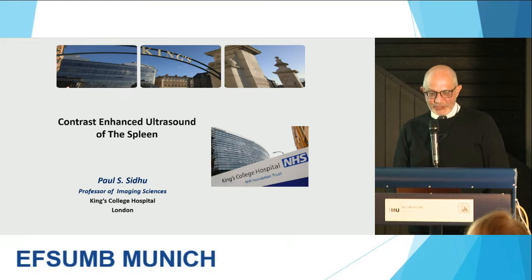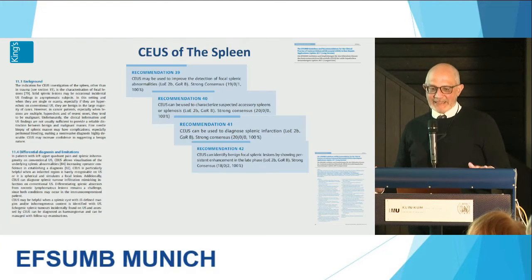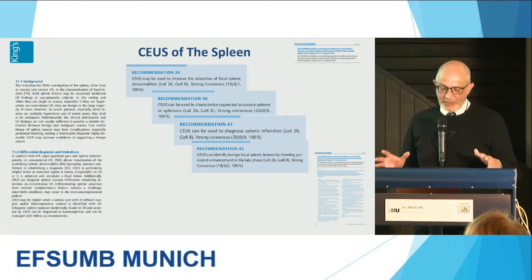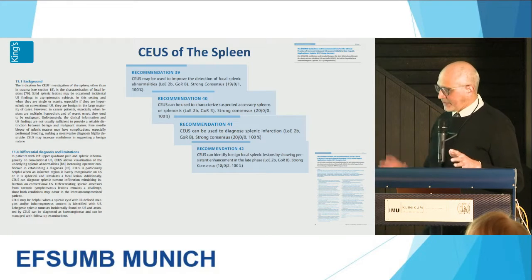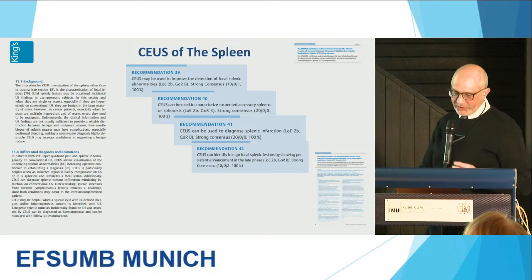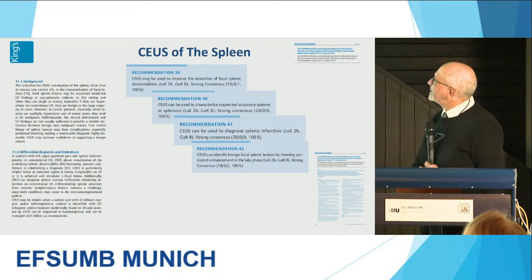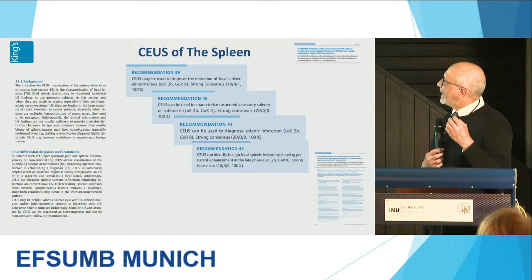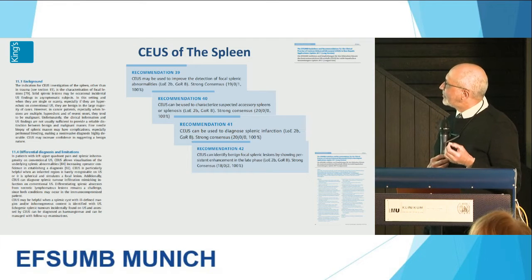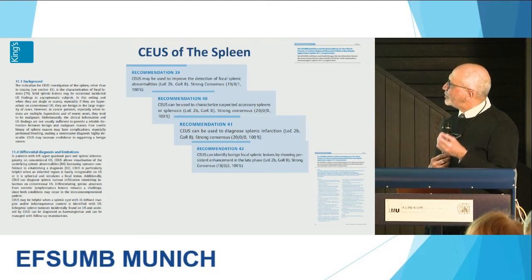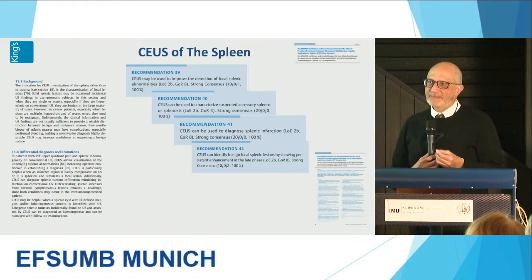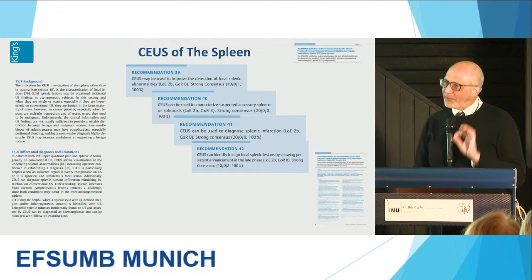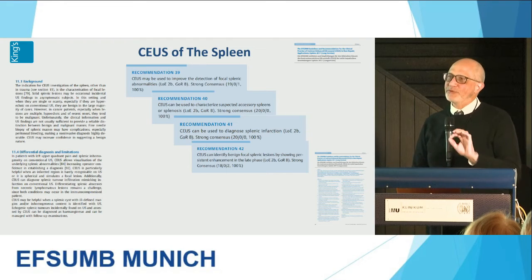Now, what I'm going to show you is based on the guidelines. In the non-hepatic guidelines, there is a section on the spleen, and there are 4 recommendations in this section. If you can read it, it says it improves the detection of focal splenic abnormalities. It can characterize suspected accessory spleens. It can be used to diagnose splenic infarction, and it can identify benign focal lesions by showing persistent enhancement in the late phase.